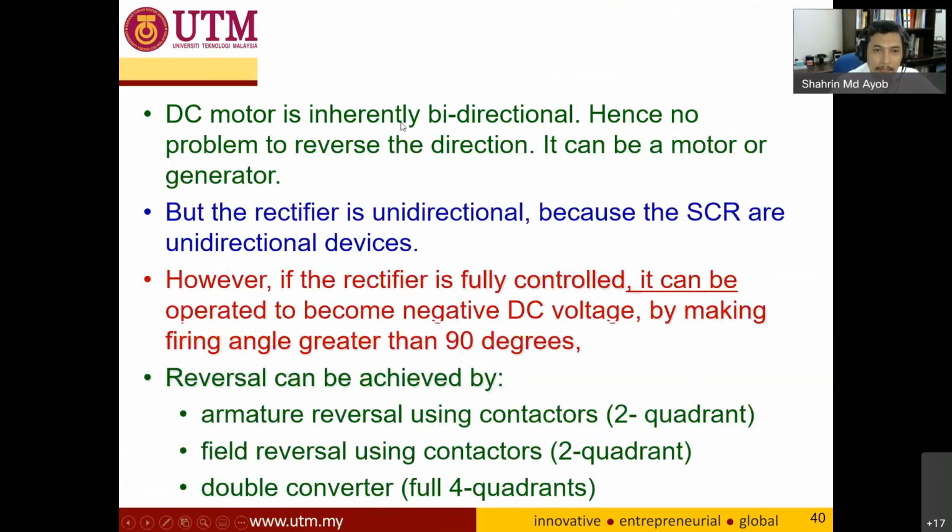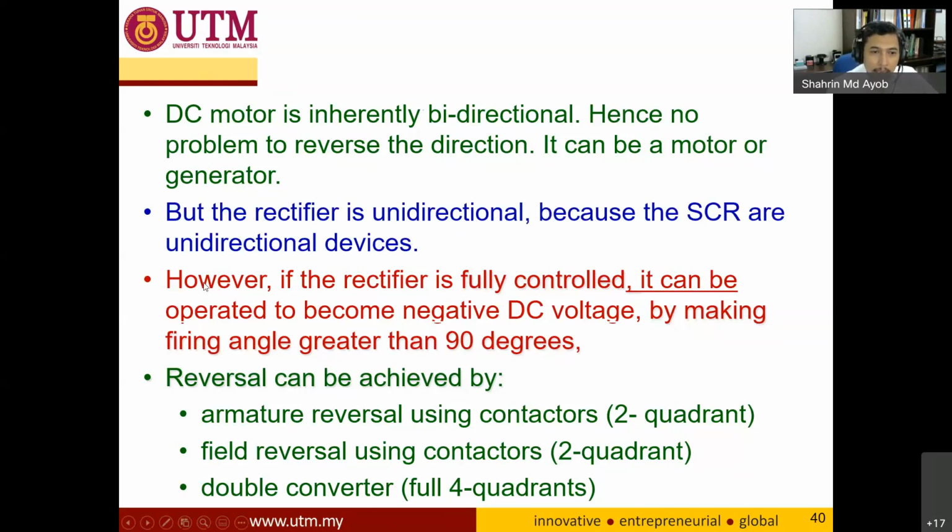The DC motor is bidirectional. In the motor itself, the current can be positive and the current can be negative, so that is what we call bidirectional. So there is no problem in terms of reversing, meaning the motor rotation can be in the reverse direction, positive or negative, clockwise or anti-clockwise. But the rectifier is unidirectional. Because the SCR is a unidirectional device, it limits the operation of the DC motor.